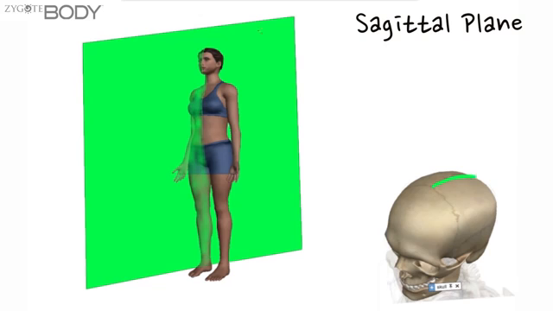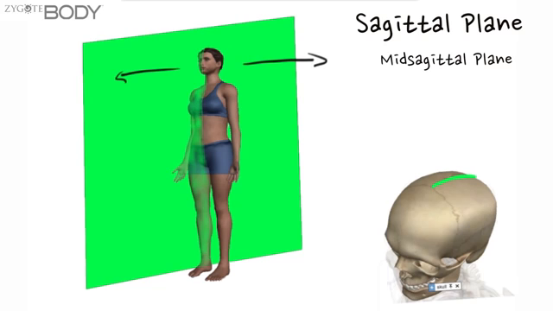And this plane runs from front to back and divides the body into right and left. Another important thing to know: if the sagittal section that you see here is made in the exact midline, it will result in equal and symmetrical right and left halves, and this is called the mid-sagittal plane, exactly as we see here.